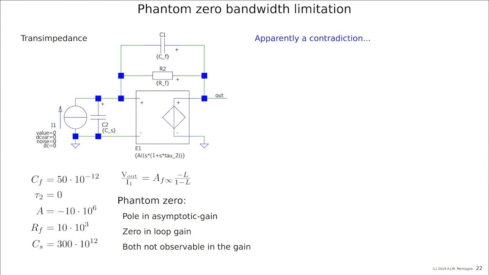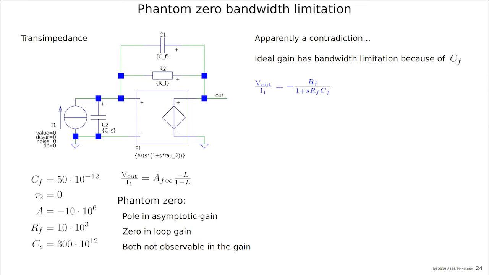So this apparently is a contradiction, because if we replace the controlled source E1 with a nullor, then we see in the ideal gain there is the effect of the bandwidth limitation of CF. So here the ideal gain, so with a nullor in it, is minus RF divided by 1 plus s RF CF. So we definitely see a low pass characteristic set by the time constant formed by CF and RF.